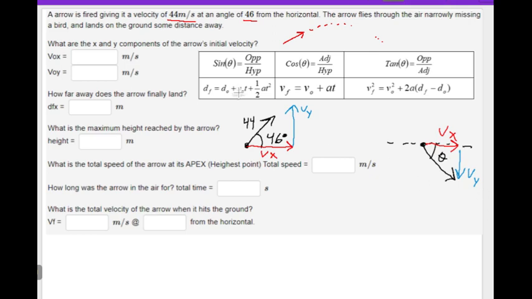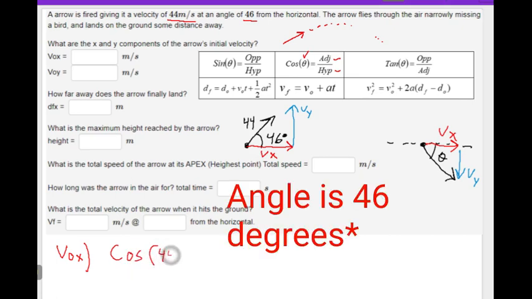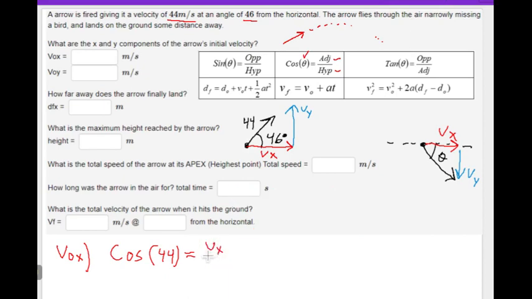So to start off, it wants us to figure out Vx. Well, if we look at this triangle, we have the hypotenuse, and then we're missing the adjacent and the opposite. So the x is the adjacent, so we are going to need an equation that involves adjacent, hypotenuse, and our angle. Therefore, we're just going to use cosine. So Vox is what we're solving for now, the initial velocity in the x. So if I take my equation, I get cosine of my angle, which is 44 degrees, is equal to the adjacent, which I don't know, which is Vx, over the hypotenuse, which is 44.